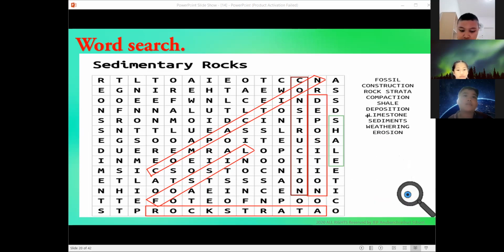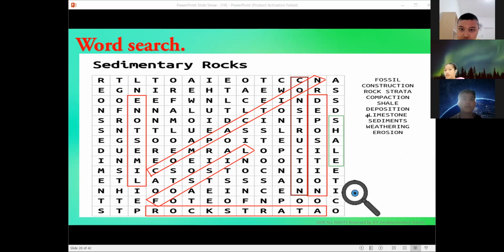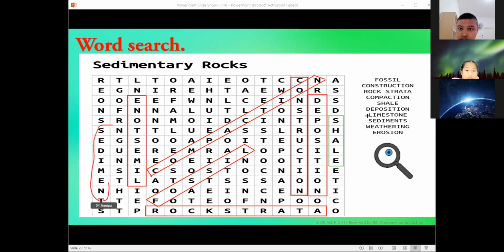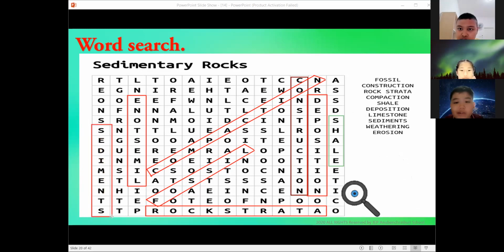Who can find first the word limestone? Yeah, we have Don Rapon again. Okay, go ahead, Don Rapon. Okay, done. Limestone. Perfect. Who can find the word sediments? Nataya, do you want to do? Let's give it to Jinipa this time. Jinipa, find the word sediments. Thank you. Sediments. Perfect. All right, the next word here is weathering.